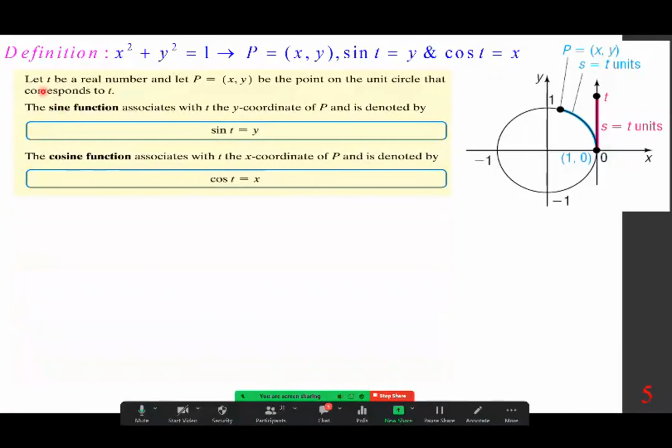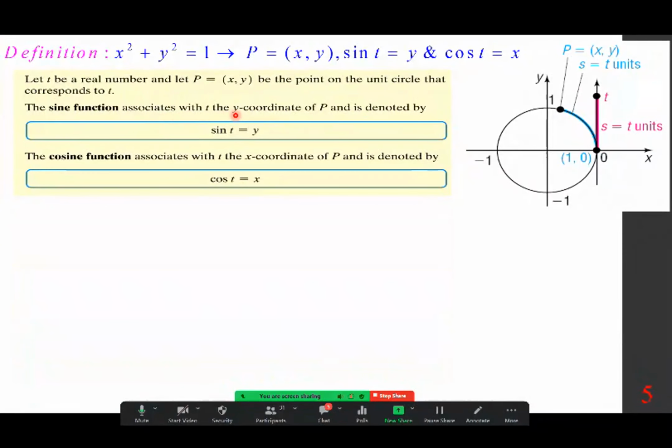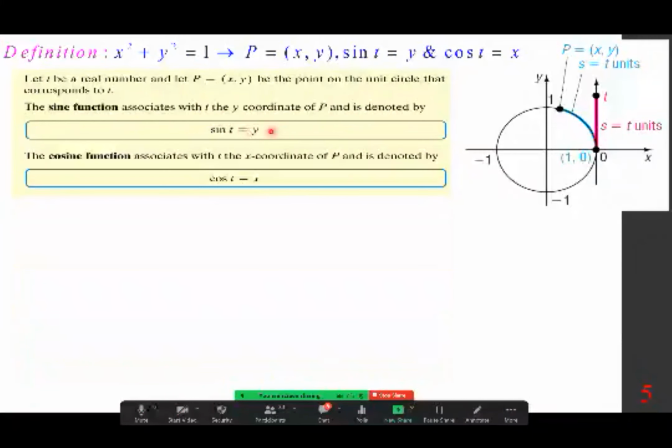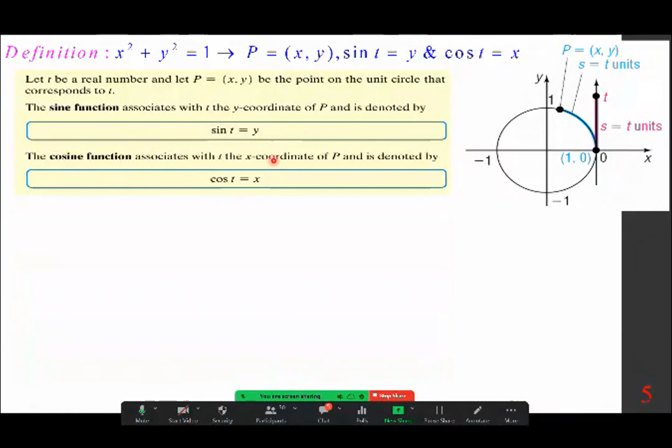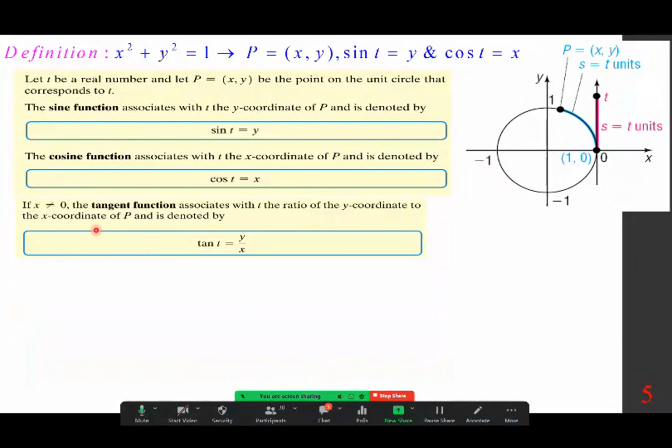Let t be a real number and let P with coordinates x and y be the point on the unit circle that corresponds to t. The sine function associates with t the y coordinate of P and is denoted by sine t equals y. The cosine function associates with t the x coordinate of P, and it's denoted by cosine t equals x. Now, the tangent function associated with t is the ratio of the y coordinate to the x coordinate. The tangent is defined as y over x, in essence, the ratio of sine to cosine.